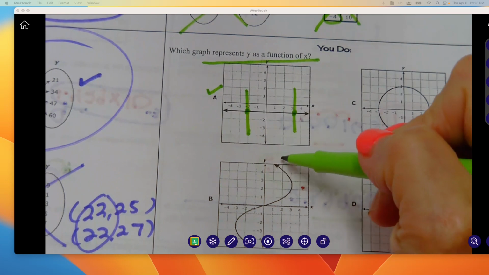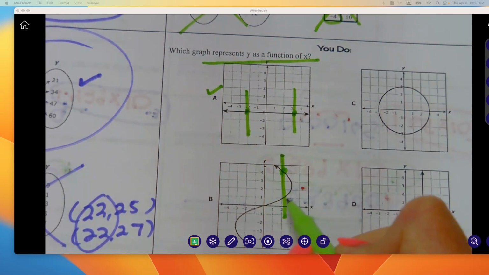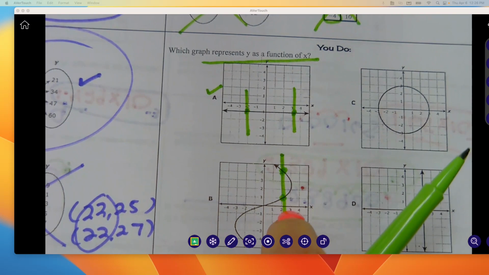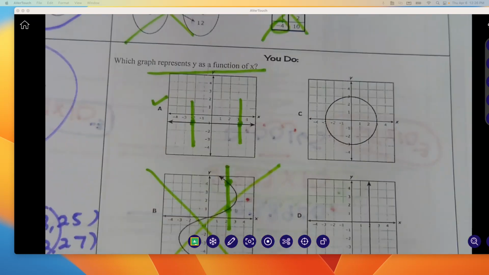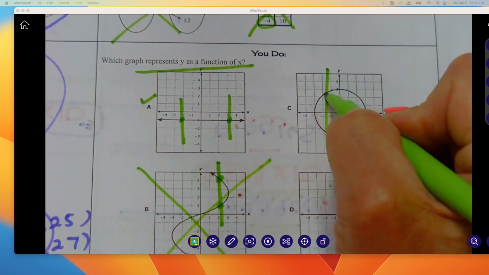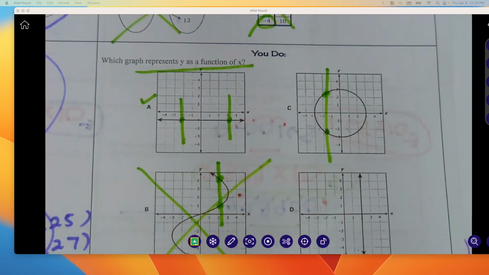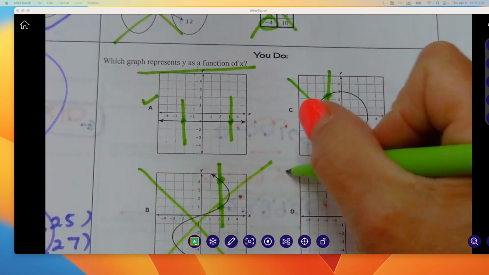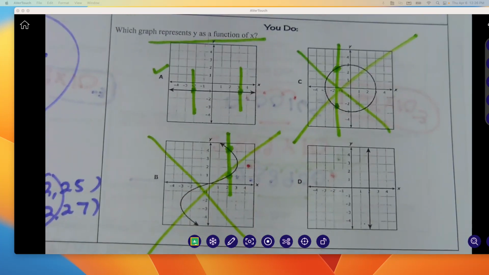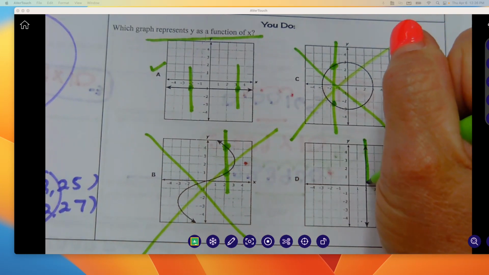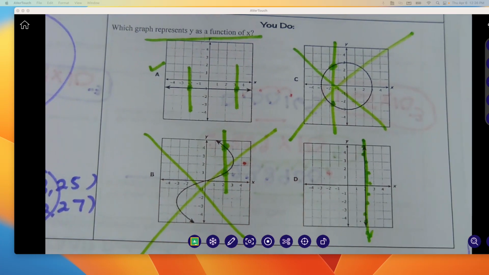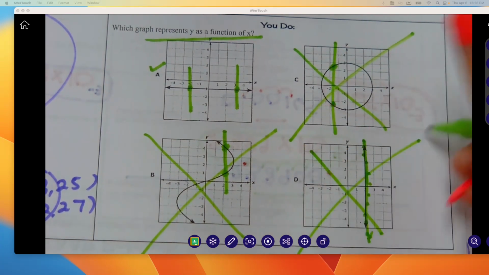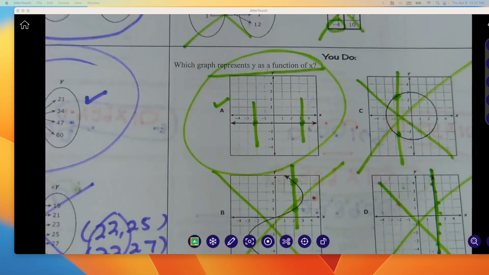Okay, letter B. If I do my vertical line test, you notice it hits twice. That means it's sharing the x value. It's not a function. Letter C, I do the vertical line test. It hits twice. That means it's sharing the same x value. It's not a function. And the last one, guys, when it is a vertical line like this and I do my vertical line test, it is hitting all the way down. That means it is sharing the x value all the way down. It's not a function. So hopefully you picked letter A.